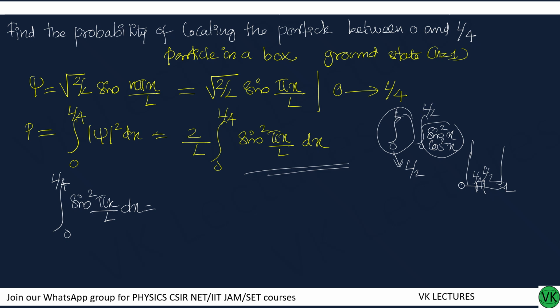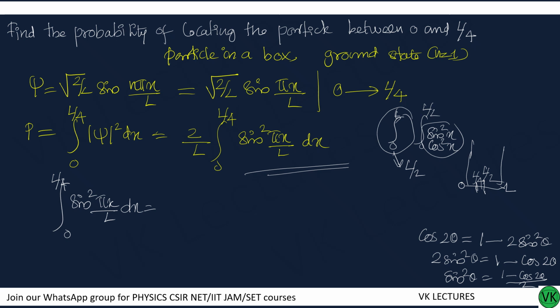How do we change the sine square? We have the standard equation for cos 2 theta. Cos 2 theta is equal to 1 minus 2 sine square theta. Taking this across, 2 sine square theta will be equal to 1 minus cos 2 theta, or sine square theta equals 1 minus cos 2 theta by 2. This is an expression from trigonometry, and we can change this expression like that too.